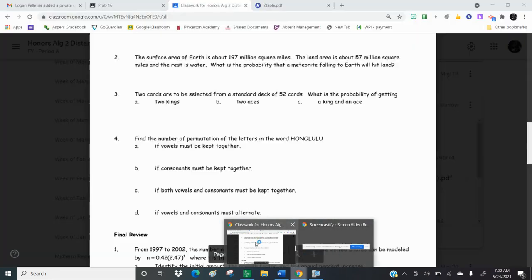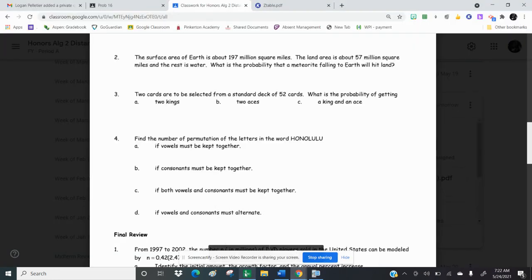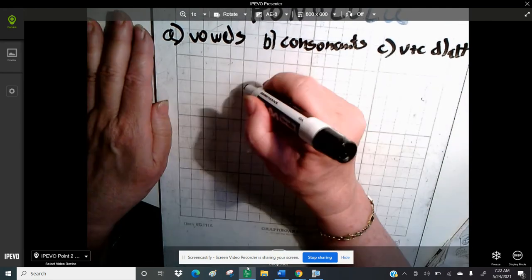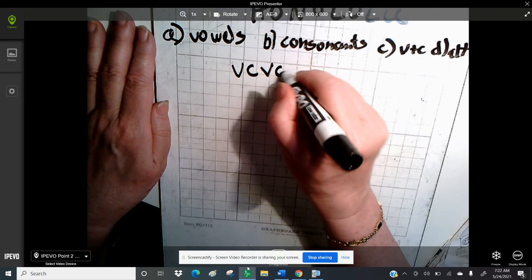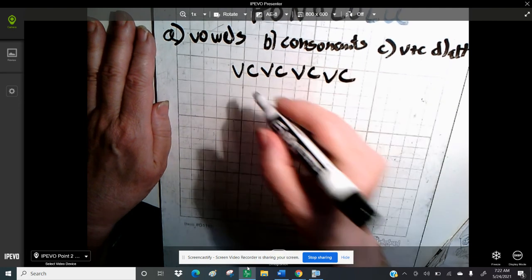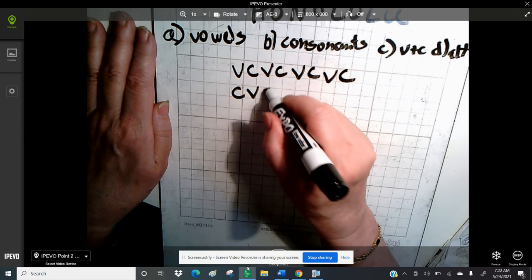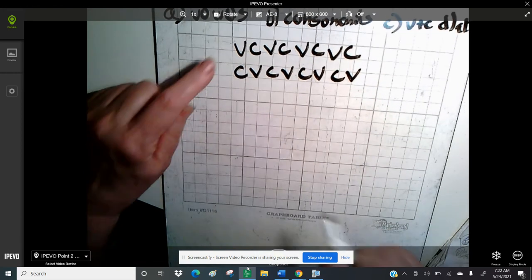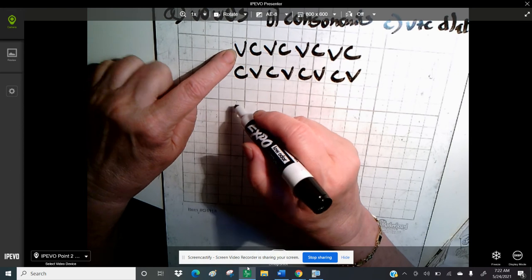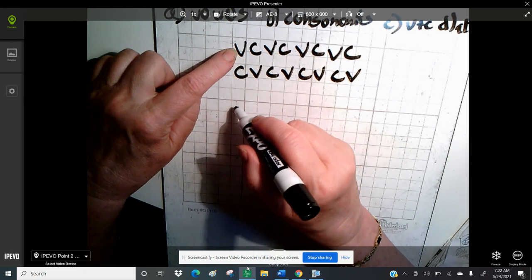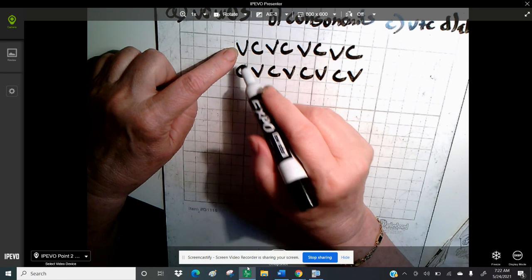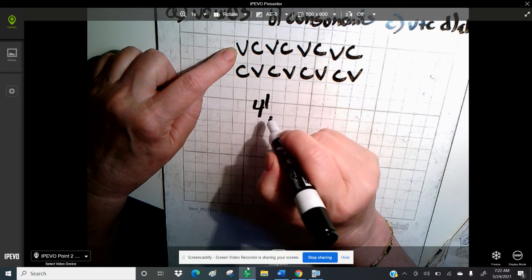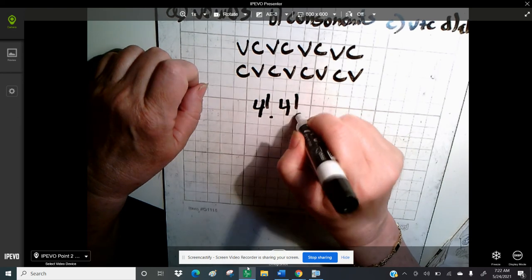All right, and on the last one, how many ways if the vowels and the consonants must alternate? So now we're going to have vowel, consonant, vowel, consonant, vowel, consonant, vowel, consonant. Or it could be consonant, vowel, consonant, vowel, consonant, vowel, consonant, vowel. So I could have either scenario here. So if I pick from a vowel, I have 4 to pick from, and then I would have 3 to pick from, and then 2 to pick from, and then 1 to pick from. So this would be 4 factorial. And my consonants would be 4 factorial.